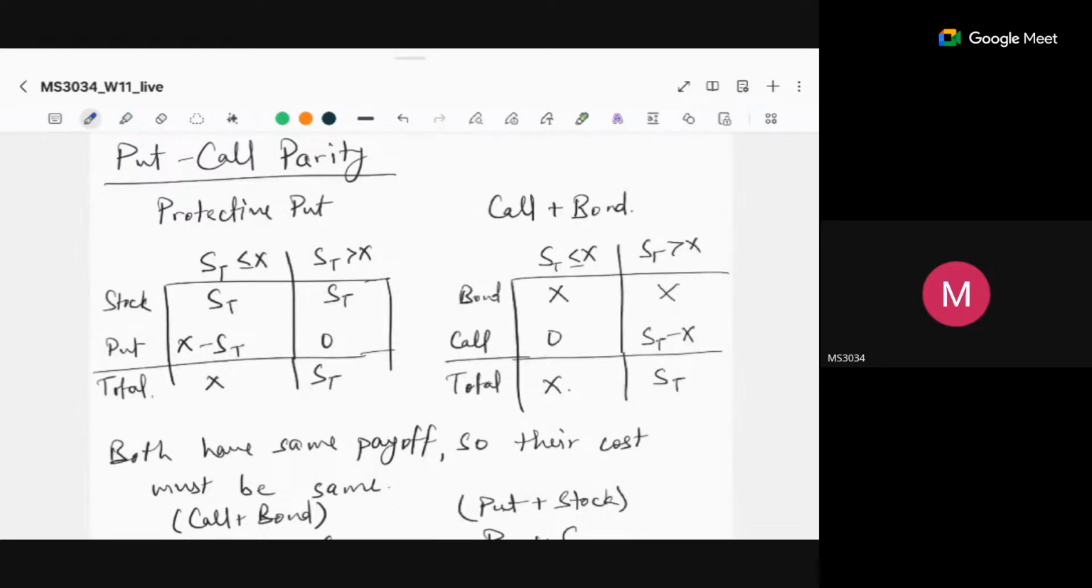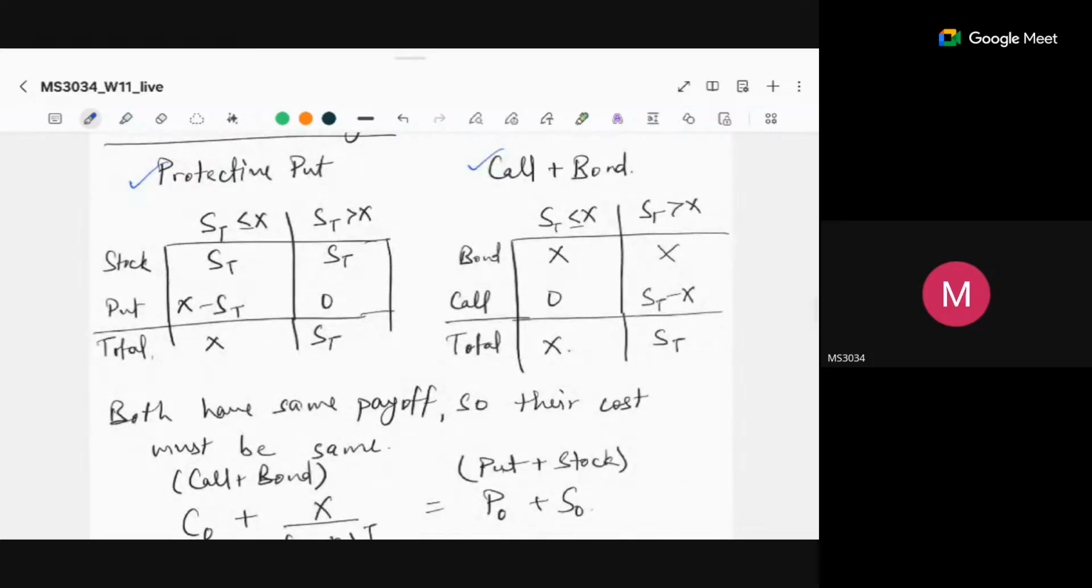So let's first take two portfolios. One is your protective put portfolio, and another portfolio which we are building using a call option and a risk-free bond. The risk-free bond will earn you the RF rate of return in one period. For protective put, we have already done this analysis.